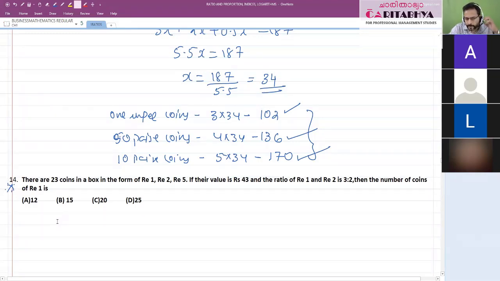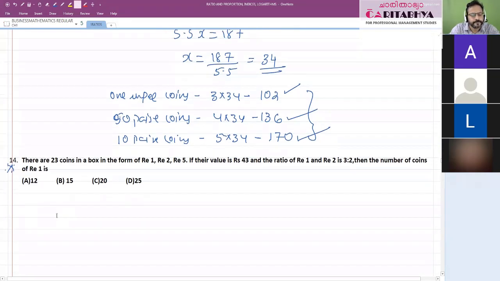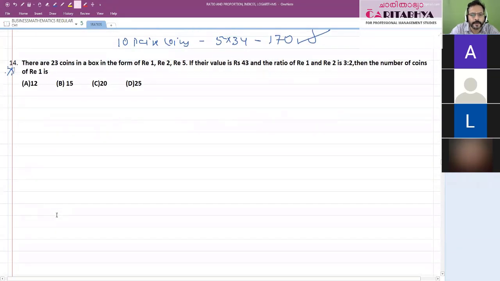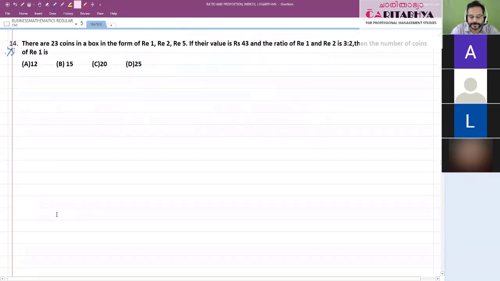Next one. There are 23 coins in a box in the form of rupee 1, rupee 2, and rupees 5. If their value is 43 and the ratio of rupee 1 and rupee 2 coins is 3 is to 2, then the number of coins of rupee 1 is. Exam question, very important question.